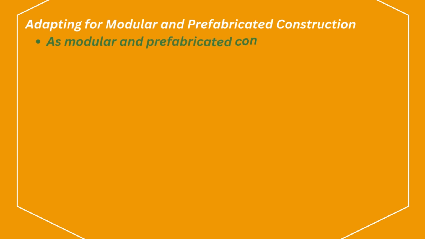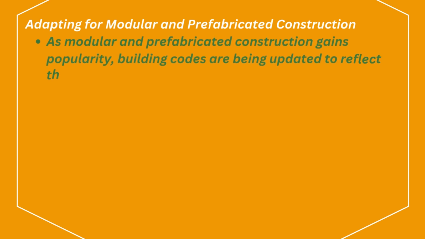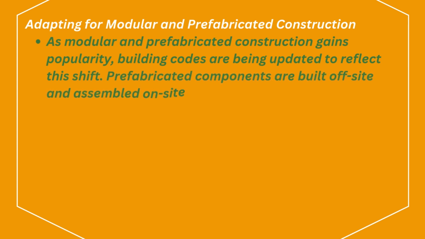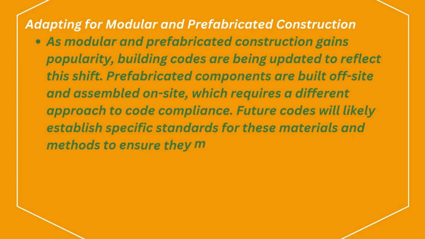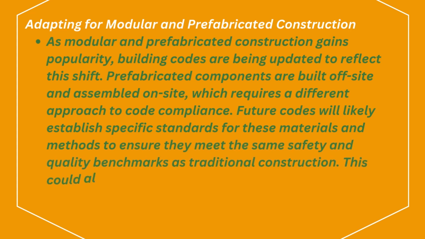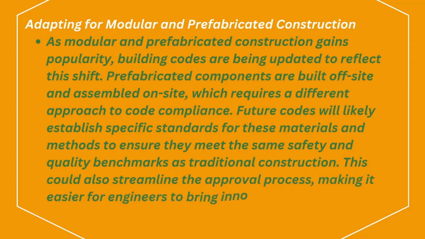As modular and prefabricated construction gains popularity, building codes are being updated to reflect this shift. Prefabricated components are built off-site and assembled on-site, which requires a different approach to code compliance. Future codes will likely establish specific standards for these materials and methods to ensure they meet the same safety and quality benchmarks as traditional construction. This could also streamline the approval process, making it easier for engineers to bring innovative modular designs to market.